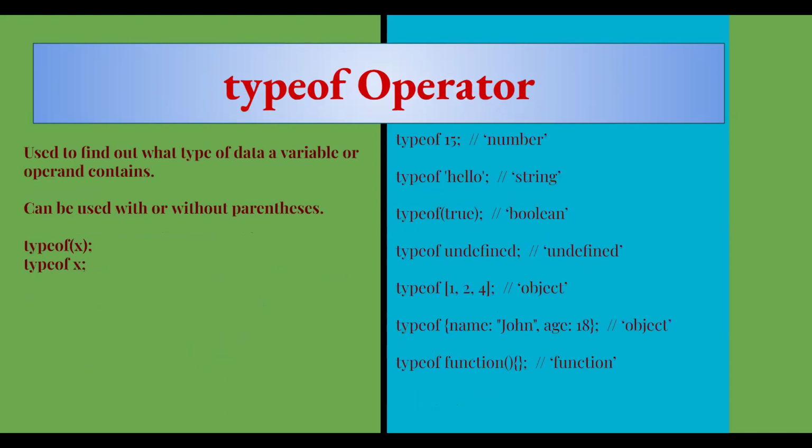Typeof operator. It can be used to find out what type of data a variable or operand contains. It can be used with or without parentheses. Here you can see a lot of examples where it is returning the data type of the value. You can check the data type of any variable using the typeof keyword.